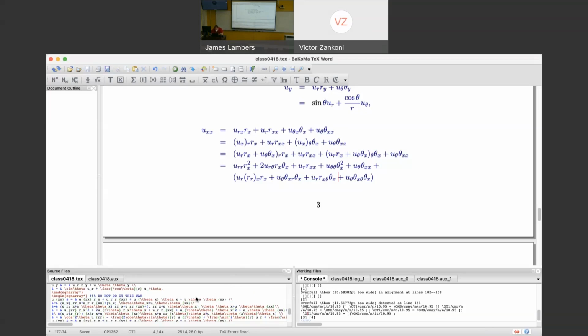For clarification, why is the derivative of r with respect to theta 0? Because they're independent variables. It's kind of like you're taking derivative of x with respect to y. Okay. Yeah.